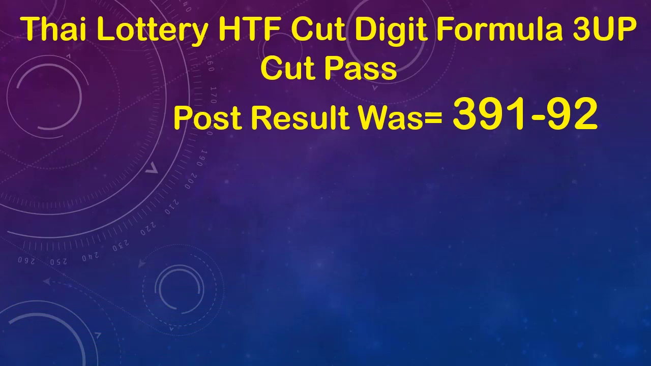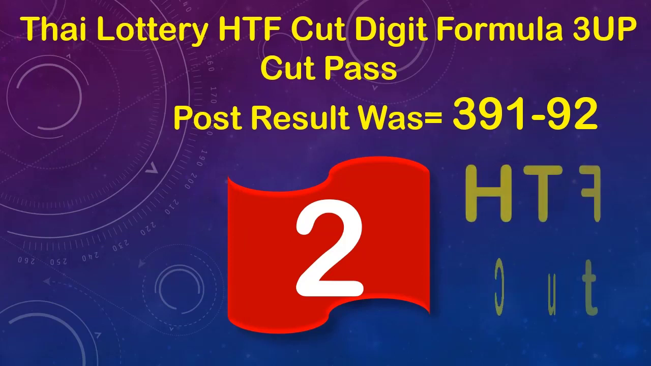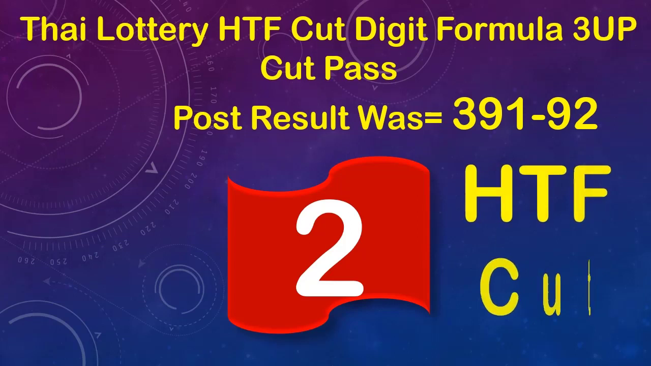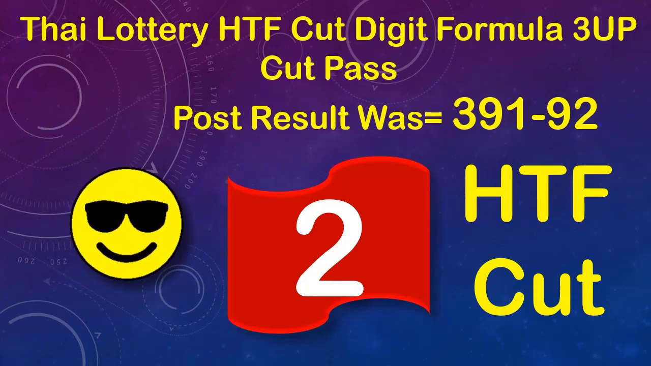After applying our formula, we get the cut digit, which is 2. 2 doesn't exist in 391 HTF, so we consider this result as passed. Now let's move on to our next result.